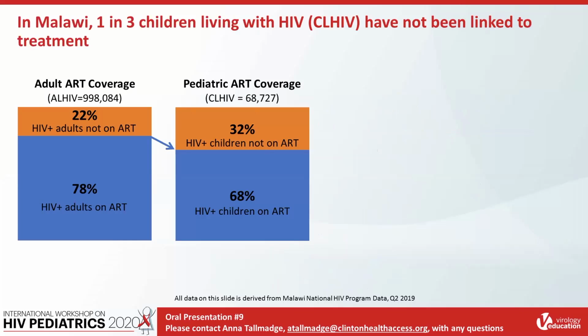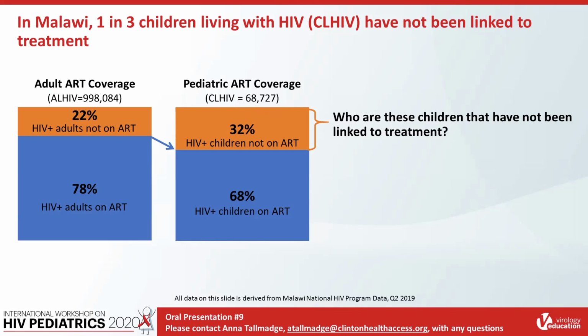Currently in Malawi, about 1 in 3 HIV-positive children has not been linked to treatment. And we see that pediatric treatment coverage has continued to lag behind adult treatment coverage. So together with our ministry colleagues, we started to really reflect on who these missed children are and how we could go about engaging them in care.